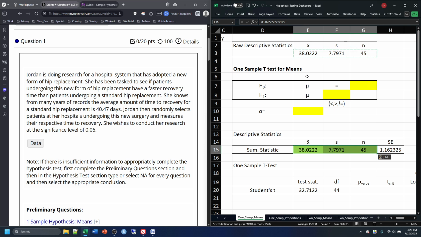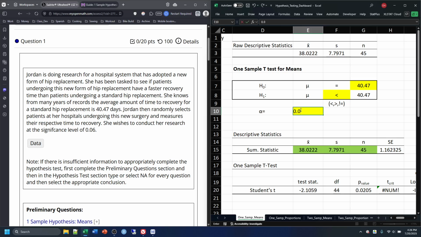Okay, so the next thing to do is set up my null and alternative hypotheses. The null hypothesis is that the true mean is equal to this baseline value, 40.47. And we think that this new form of hip replacement has a faster recovery time, or that the mean is going to be less than that, and we're going to test this at the 0.06 level of significance.